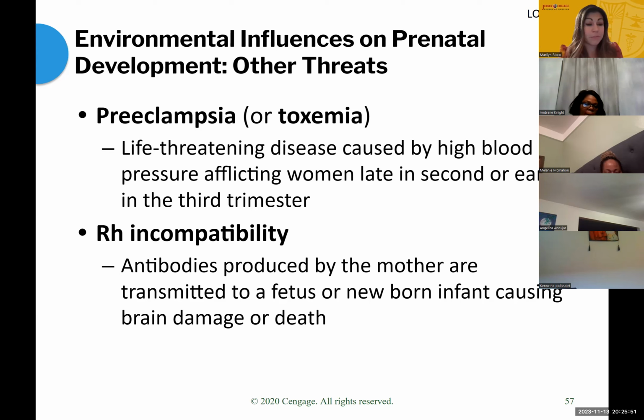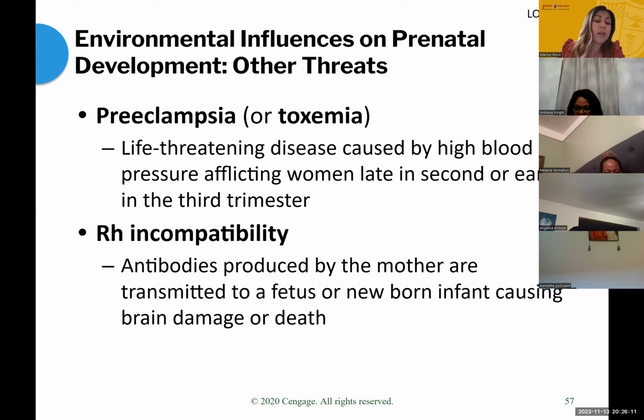So everybody's different. And then Rh incompatibility: antibodies produced by the mother are transmitted to a fetus or newborn infant, causing brain damage or death. They want to know your blood type, because this is all based on your blood type. So they really ask your blood type.